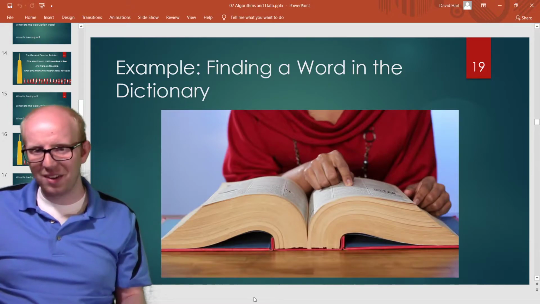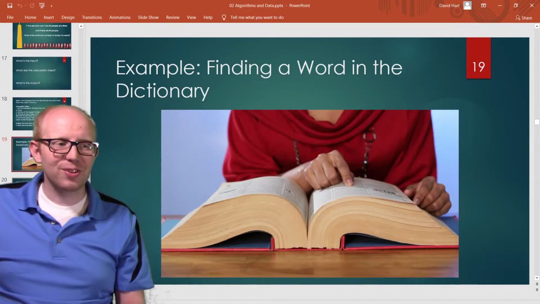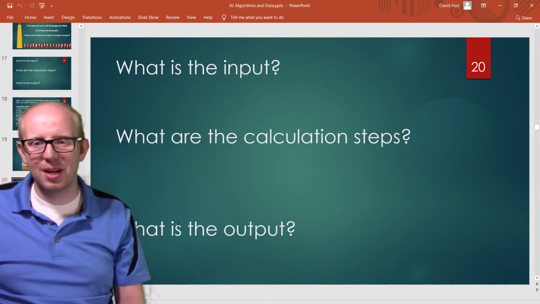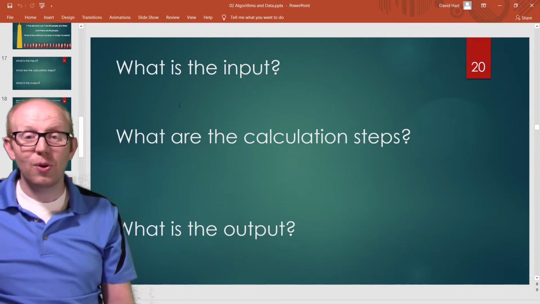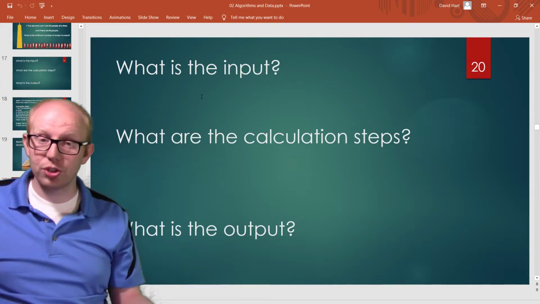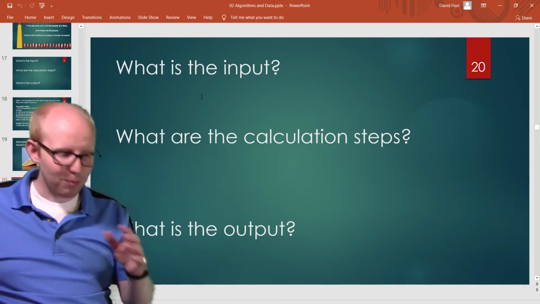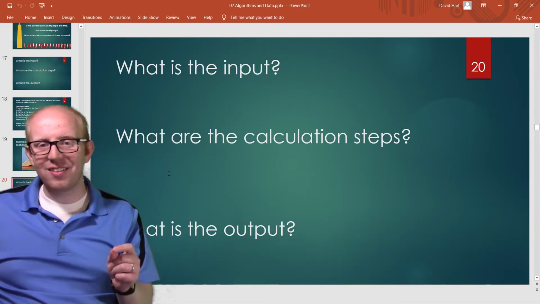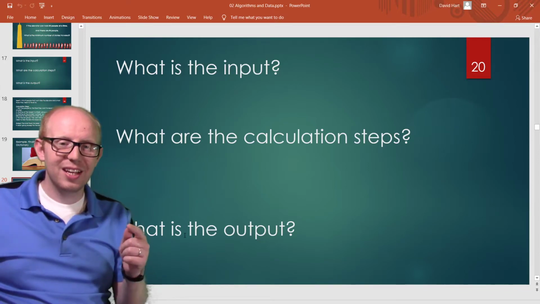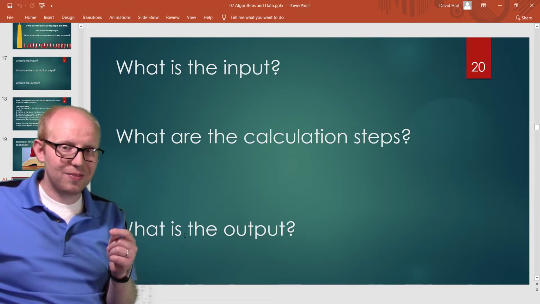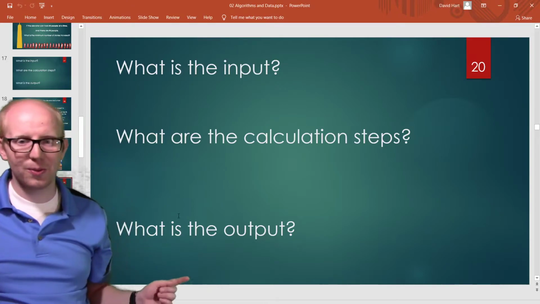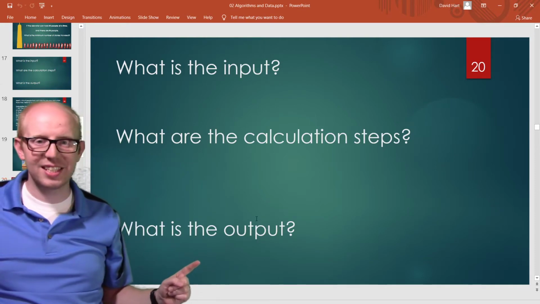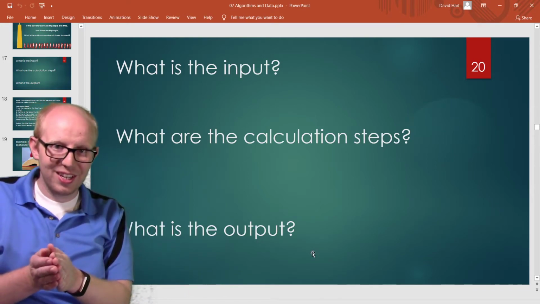Okay, so first question is, what is the input? Okay, what are the calculation steps, and what is the output? Well, the input is the word you're trying to find, right? I'm looking for a specific word in the dictionary. That is the word I want to find. Okay. Now let's think about the calculation steps. I'm trying to find what page it's on, okay, which is the output, by the way. So I'm given a certain word, that's my input. What page is it on? That's the output. I'm going to try and find that word in the dictionary.